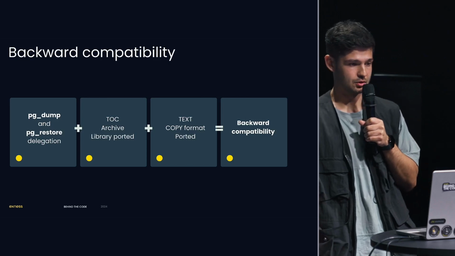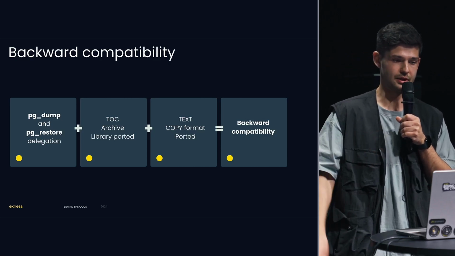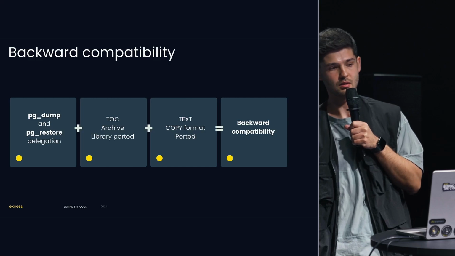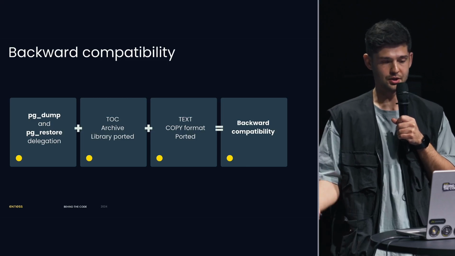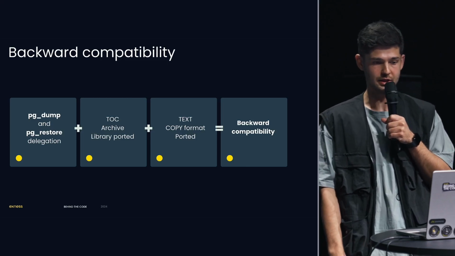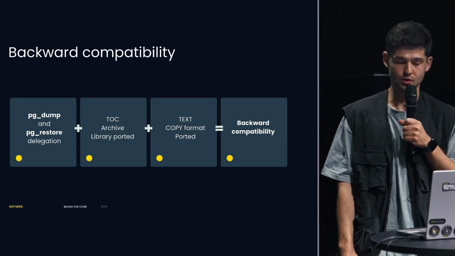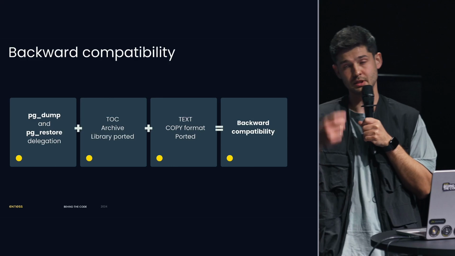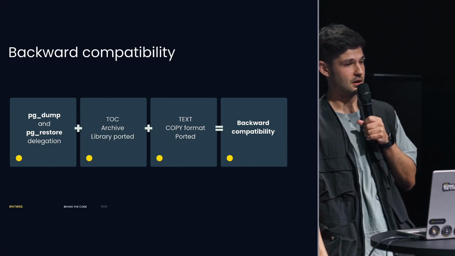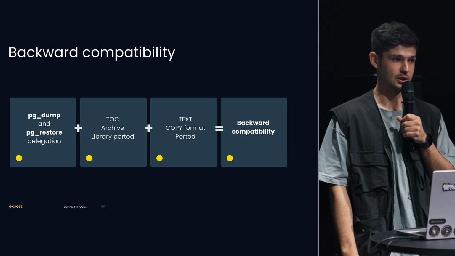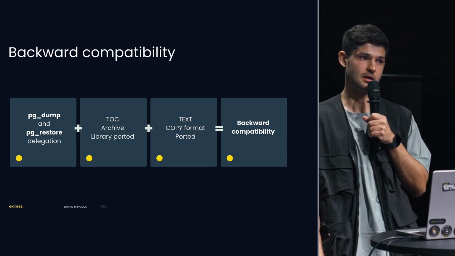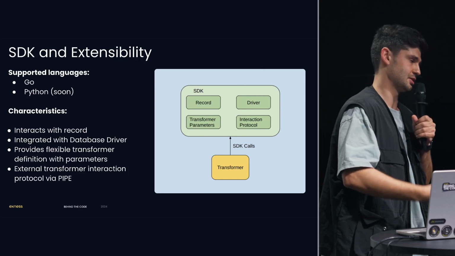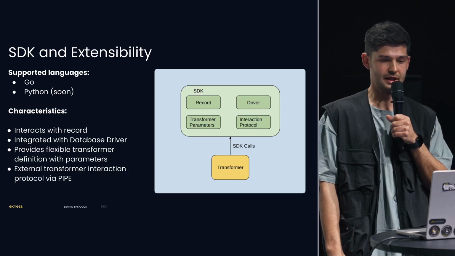So what we've got right now, using these 3 crucial points: we're delegating pg_dump and restore for schema restoration and dumping. We've ported the TOC archive library as well as the text copy format. It allows us to reach backward compatibility, meaning that your database dump made by Greenmask may be successfully restored by vendor utilities.